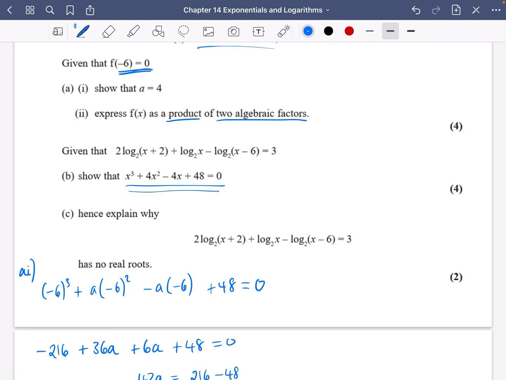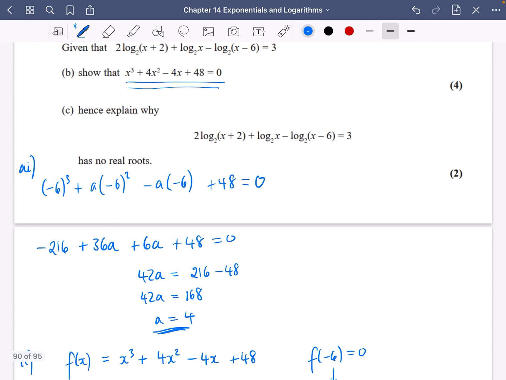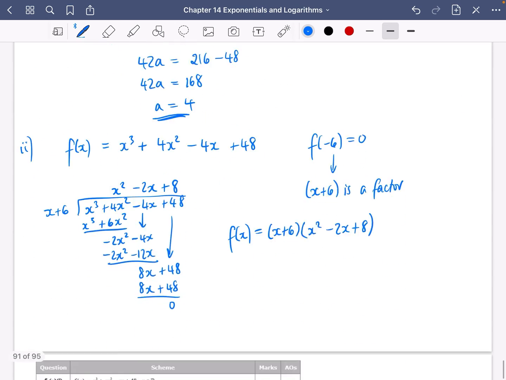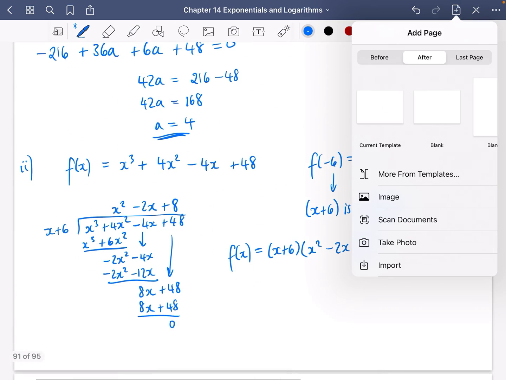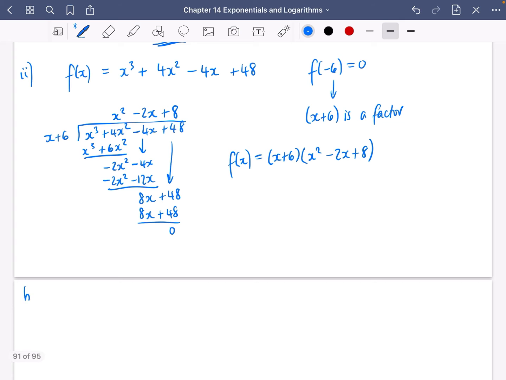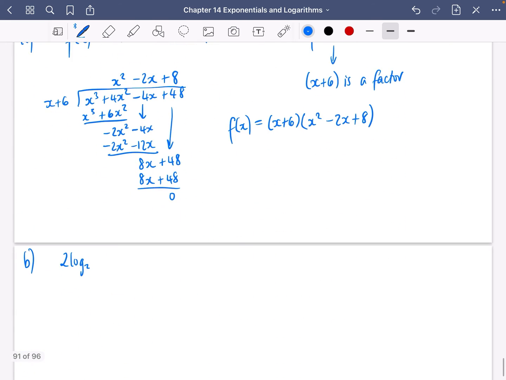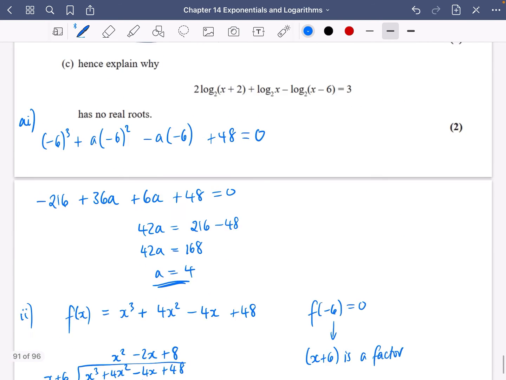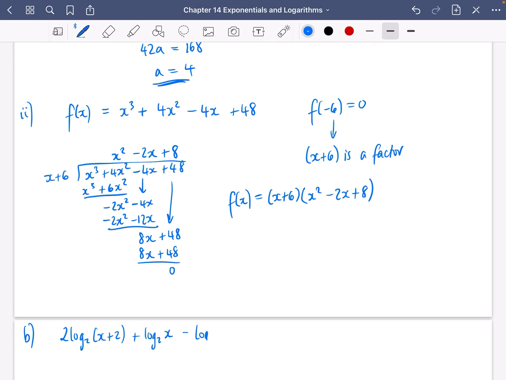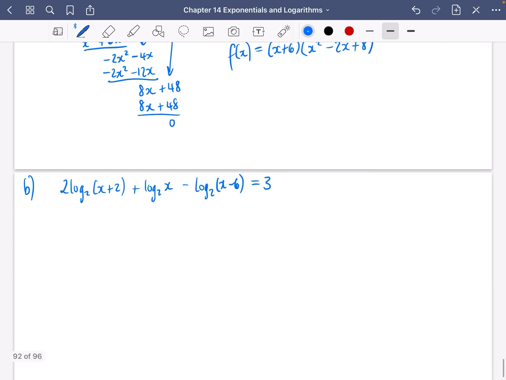And what you should notice here is that thing being equal to 0 is f of x being equal to 0. So let's go in for part B, and I'm going to add on an extra page here. For part B of the question, I'm just going to copy out what we had, and it was 2 log base 2 of (x plus 2) plus log base 2 of x minus log base 2 of (x minus 6) is equal to 3. So we're just going to use log laws here.